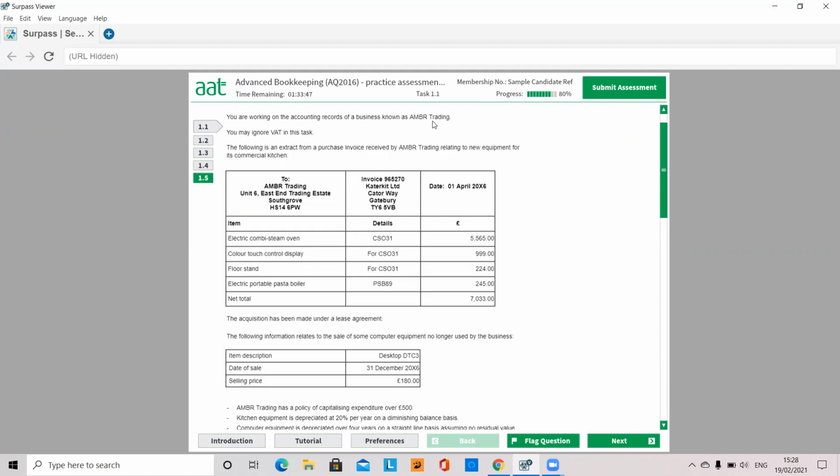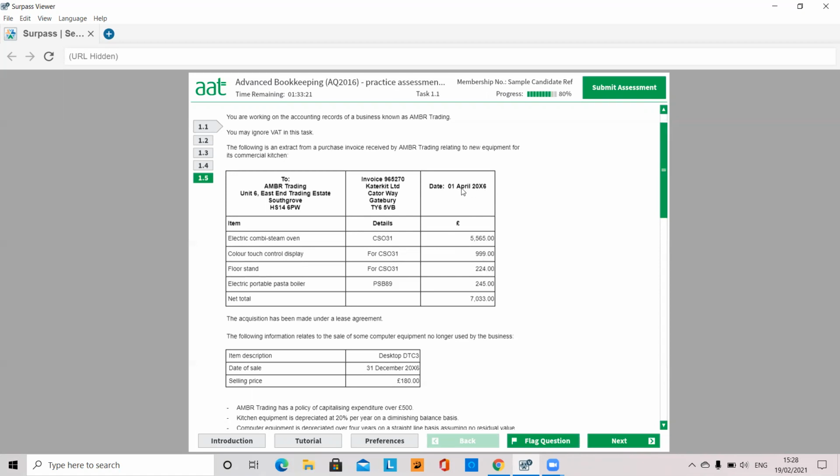You've also got the actual code for that particular product. The electric steam oven is CS031, and then it tells you the display and the floor stand are for that particular product. So what we're going to do is add up those: the 5565, the £999 and the 224, and put those straight in the fixed asset register.